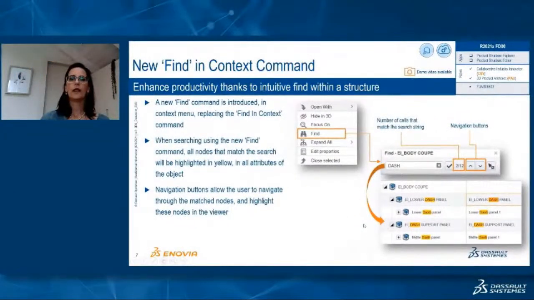We have also a new find command in the context menu, available both in Product Structure Editor and in Product Structure Explorer. This new command is replacing a previous command called find in context, but not only the name has been changed, but also a little bit the behavior. So now when searching using this new find command, all nodes that match the search will be highlighted in yellow, and we are searching in all attributes of all objects.